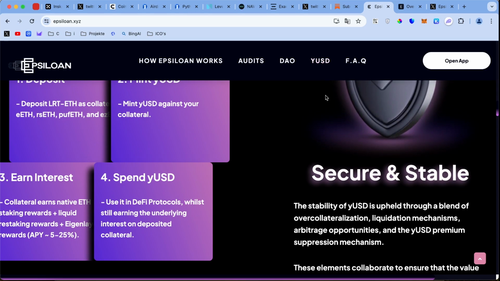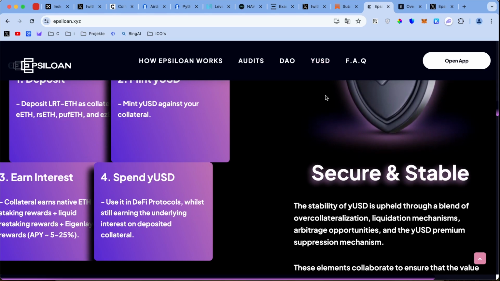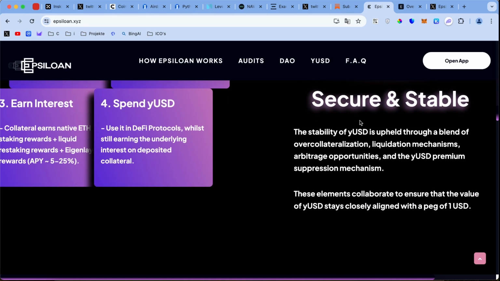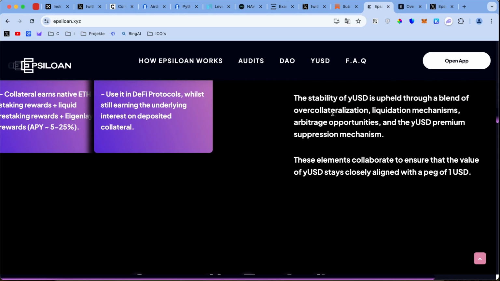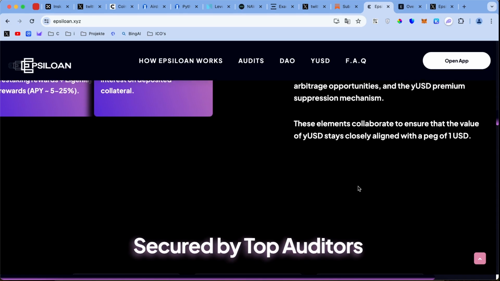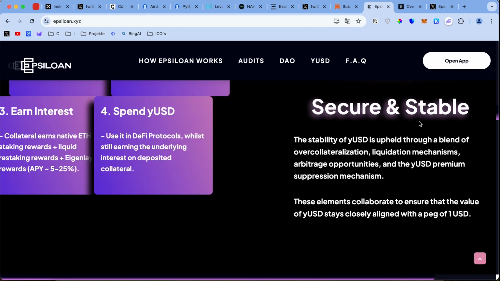And YUSD is really the first stablecoin which is backed by liquid restaking tokens. So I think that this could be really a great opportunity to grow together with the project. And also the stability of YUSD is upheld through a blend of over-collateralization, which is very important. Then also liquidation mechanism, arbitrage opportunities, and the YUSD premium suppression mechanism is making the YUSD token very secure and stable.